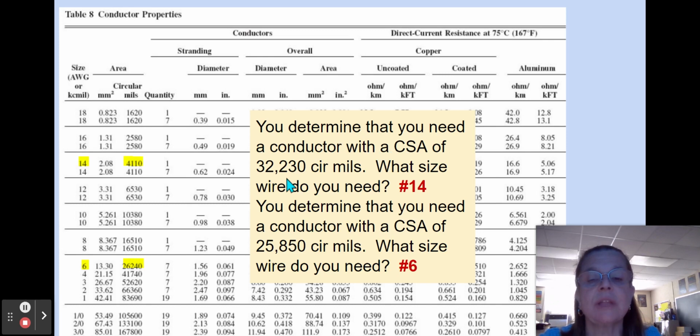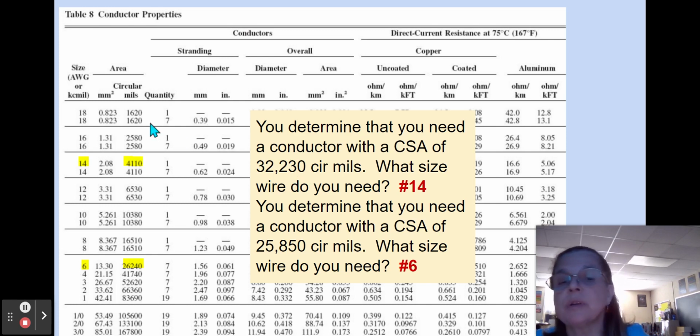What if I had to determine what size conductor I needed if I knew that I needed a cross-sectional area of 32,230 circular mils? So I'm going to see if I can find 32,230 circular mils. So I'm looking for 32. 20, 16, 26. Way down here. I have to fix, there's an error on here.